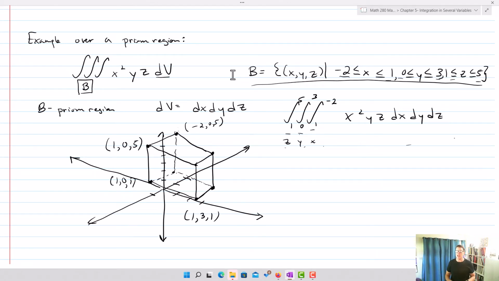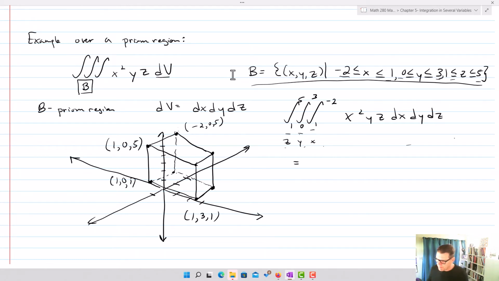Fubini's theorem for a generalized region will allow us to switch the order in any way that we want, as long as we have our functions written correctly. We'll talk about that in a little bit. But in this case, we could switch the order any way we want, as long as we're integrating in the right order. Otherwise you're going to end up with the wrong bounds for each variable. So let's do this now, and the process is exactly the same as it is for double integration.